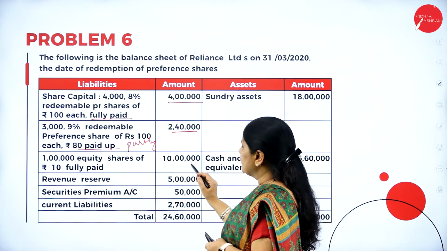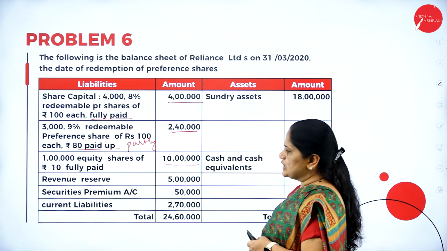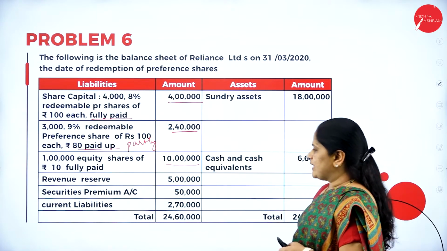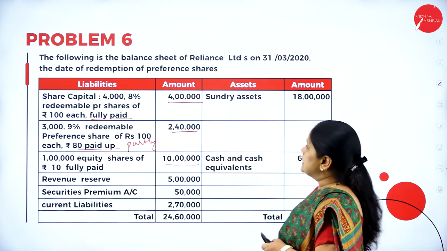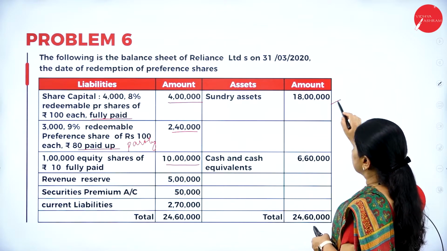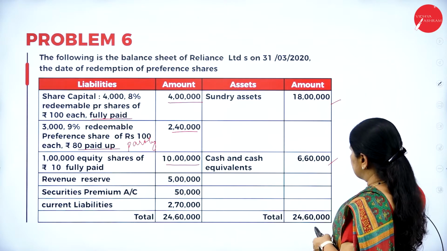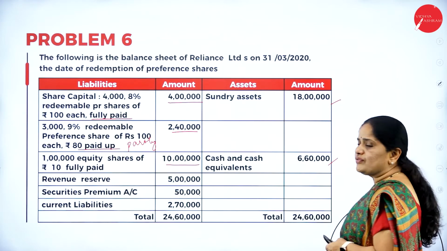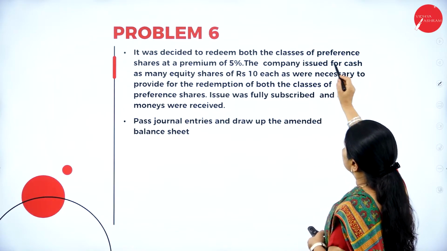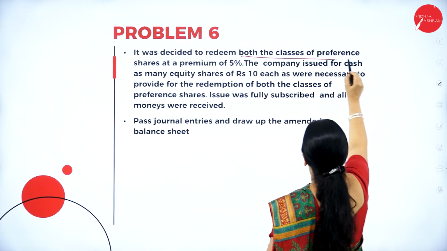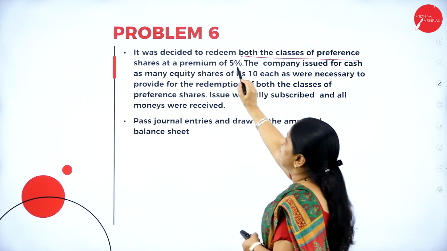Next, 1 lakh equity shares of rupees 10 each, 10 lakhs, revenue reserve 5 lakhs, securities premium 50,000, current liabilities 2,70,000. Sundry assets 18 lakhs, cash and cash equivalent 6 lakh 60,000, total is 24 lakh 60,000. Now, it was decided to redeem both the classes of preference shares at a premium of 5%.